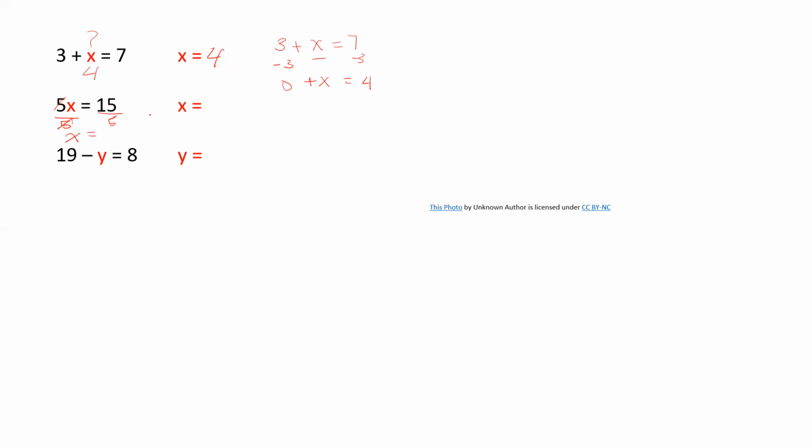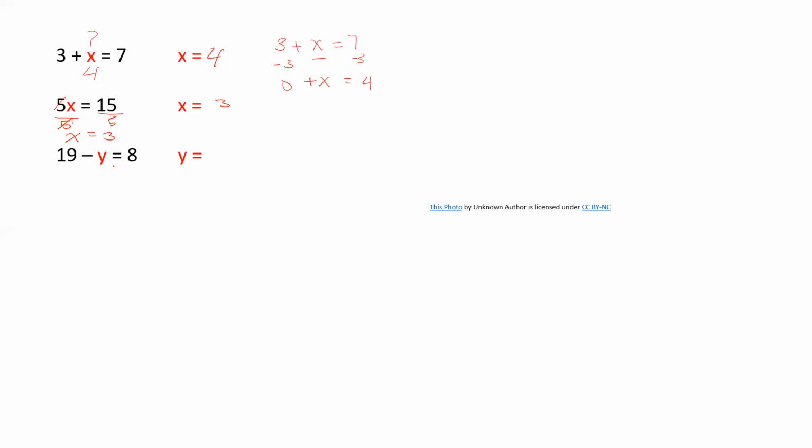I see a lot of students accidentally dividing by 15 because they think they just need to cancel everything out. No, just cancel out the stuff that gets you x by itself. So 15 divided by 5, in this case, is going to be 3. So your x is going to be 3. This makes sense because if you put 3 back into the original equation, you get 5 times 3 equals 15. Makes sense, right?